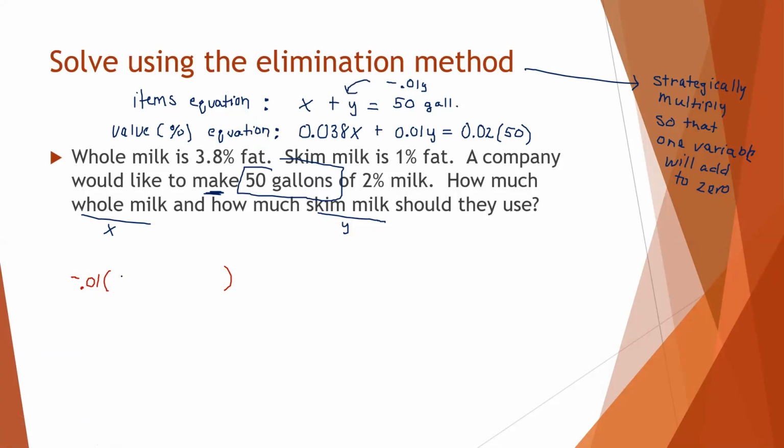And so I'm going to put my equation in here, x plus y equals 50. And then I have to distribute. So this will give me negative 0.01x. Distributing, plus a negative 0.01y, and distributing, so multiplying over here as well, and I get negative 0.5.